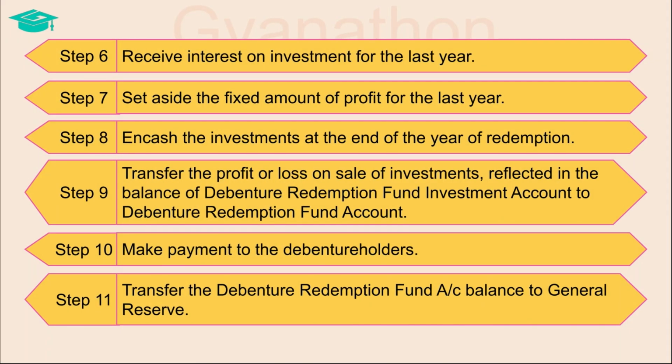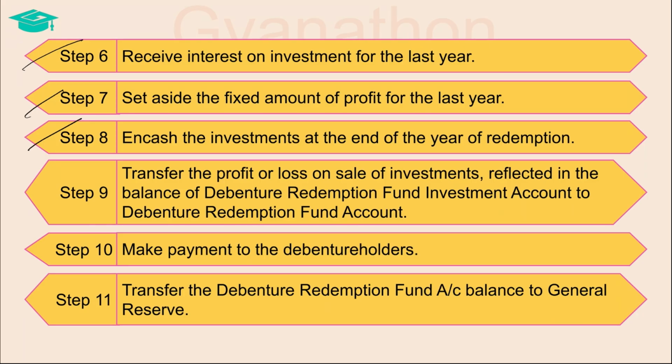Finally, when the same process is kept on repeating and the final year arrives, step 6 is to receive the interest on the investment for the final year. Step 7 is to keep aside the ascertained amount for the final year, that is the year of redemption. And then at the end of the final year, step 8 is to encash the investments made from the first year up to the second last year. Now, the interest up to the final year is received. The amount to be kept aside is also allocated and kept aside for the final year, as well as all the investments are also encashed. So, the company has the funds ready for the redemption.